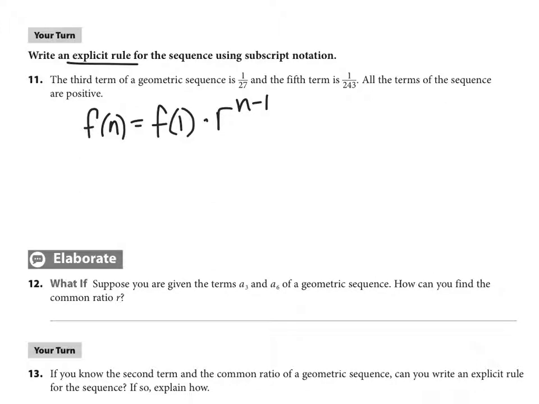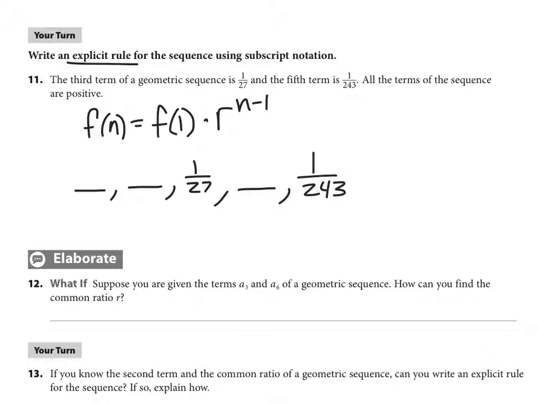Okay, so now what we have is the third term. We don't know term 1. We don't know term 2. We know term 3 is 1/27. We don't know term 4. We know term 5 is 1 over 243. It says all the terms are positive. So the first thing we have to do is figure out what r is. So how in the world do we find r?